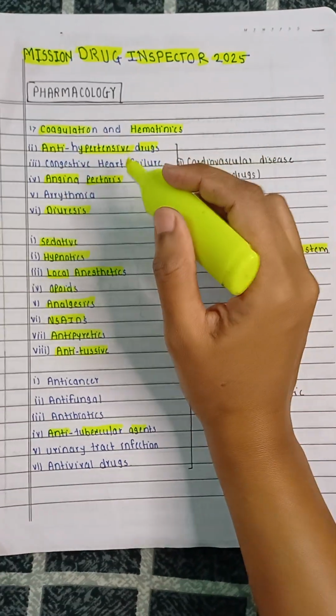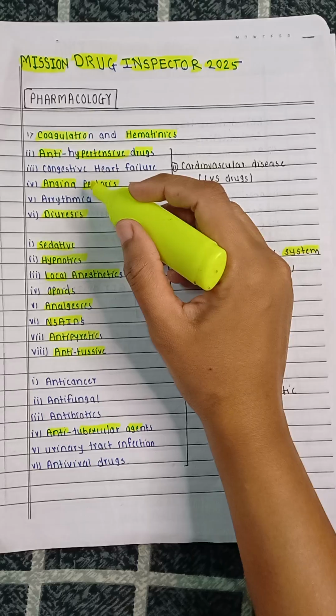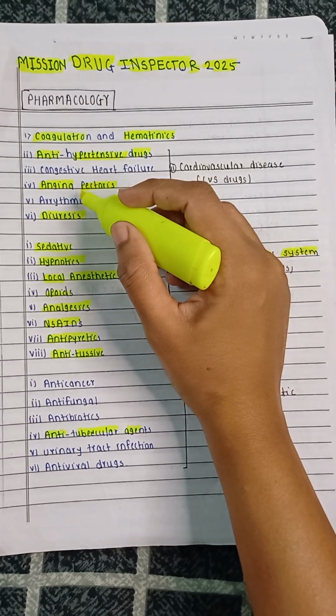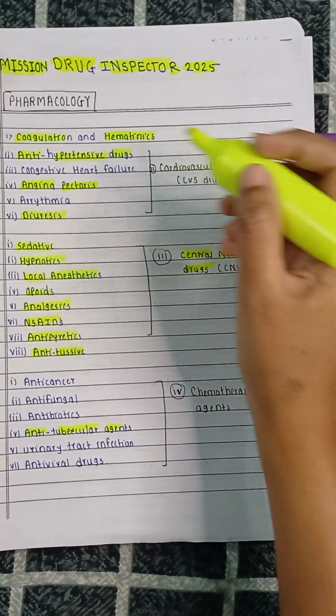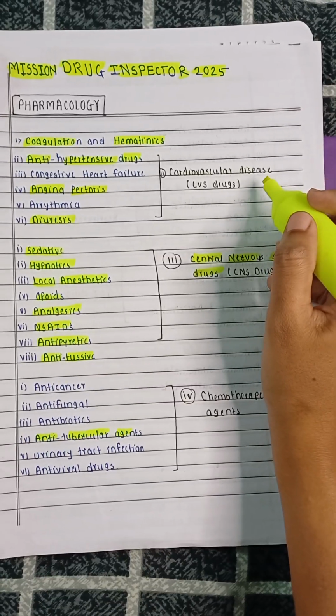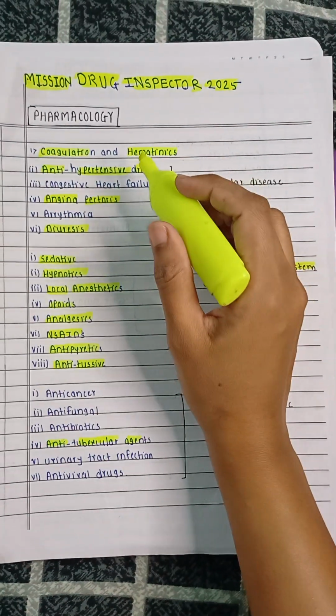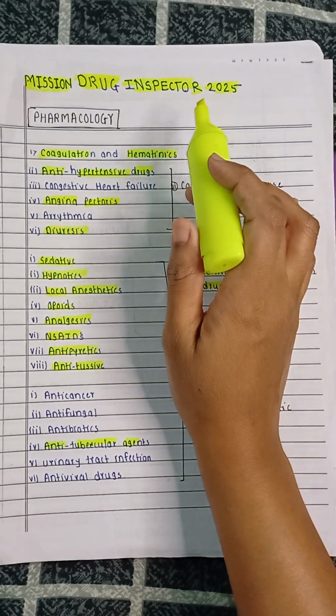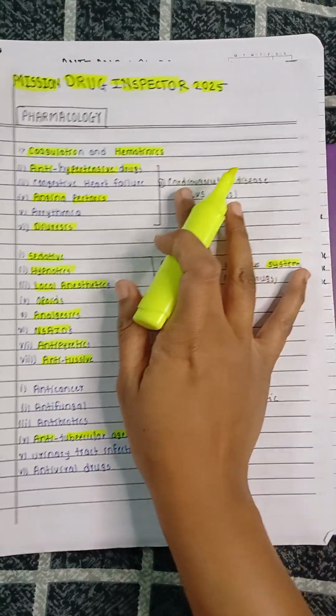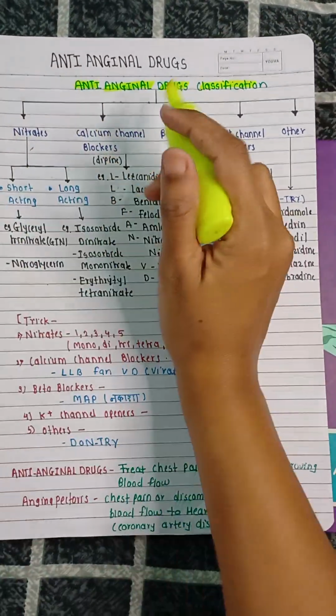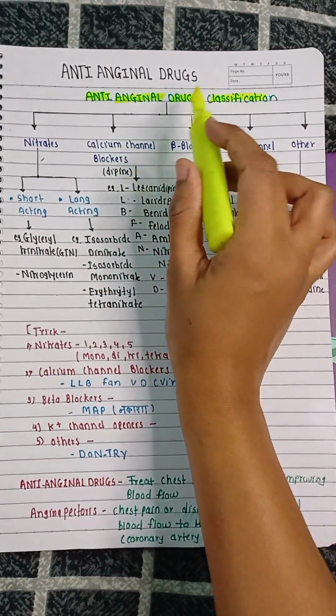In this video, we'll see the mnemonics or easy trick for angina pectoris or anti-anginal drugs, which comes under cardiovascular disease and is included in your drug inspector syllabus 2025. Now we'll see the classification or easy trick for the anti-anginal drugs.